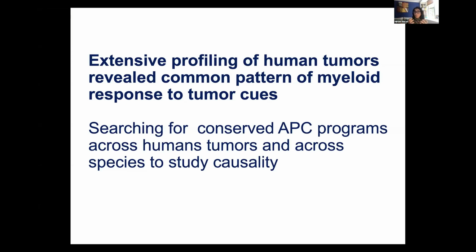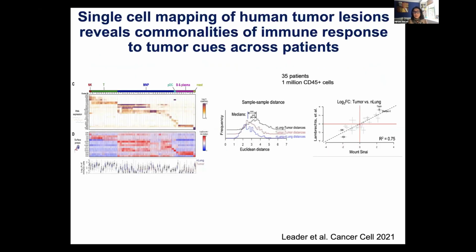And we search for programs that are conserved across tumors, because this is the low-hanging fruit. First, we want to know those that are shared across tumors, because we know that they exist, but also across species, so that will enable us to study causality, right? So this is what we did here.